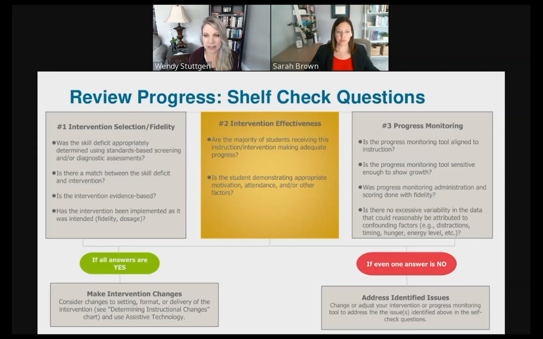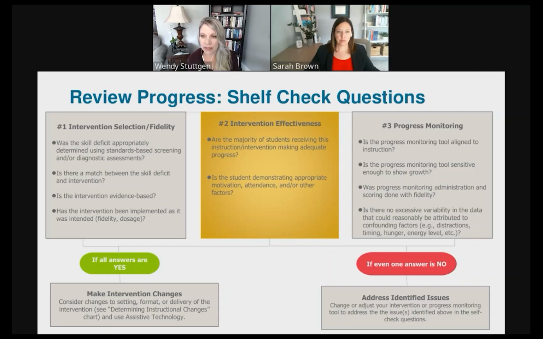Intervention effectiveness should be determined by looking at how all the students in the intervention group are responding. Like Sarah said, we don't want to be jumping right to the individual student level when we need to look at the intervention group in itself first. So if the majority of the students in the intervention group are not making adequate progress, then the intervention needs to be reviewed for fidelity, as we noted in the previous slide.